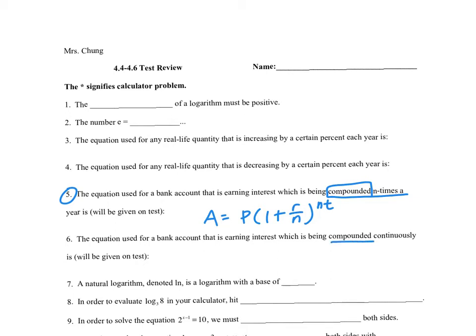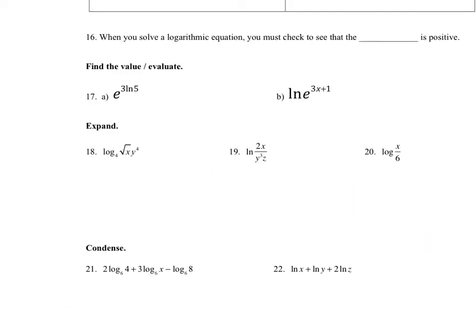There's another formula, right? Compounded continuously. Again, this will also be given on the test: A equals P e to the rt. So if you see the word continuously, compounded continuously, this is a formula you will use. If you see the word compounded quarterly, annually, that type of thing, right, you have to plug in a number for n.